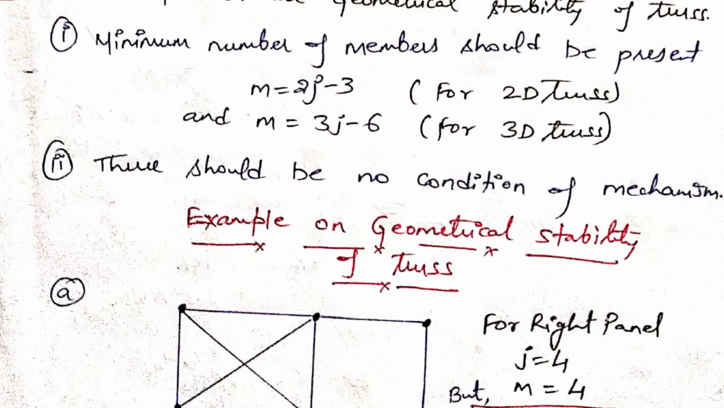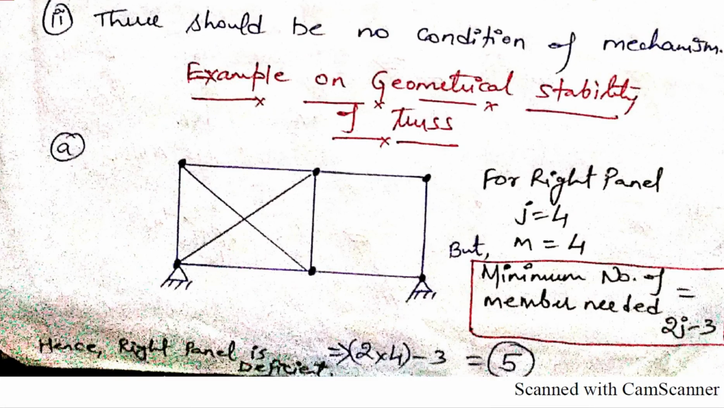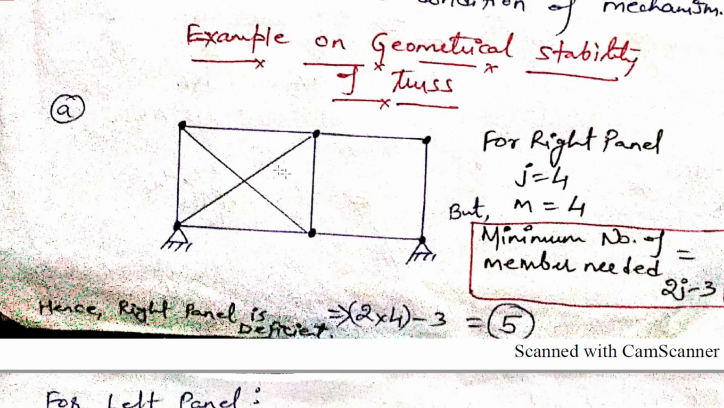Okay, for now let's move on to an example on geometric stability of a truss. Here you can see this is your truss, this is your left portion, and this is your right portion, with a hinge support here and another hinge support here. For the right panel, we have number of joints equal to 4, that is joints 1, 2, 3 and 4. The number of members present here is also 4: one member, two members, three members, four members. So 1, 2, 3, 4 are the members present in the right panel.